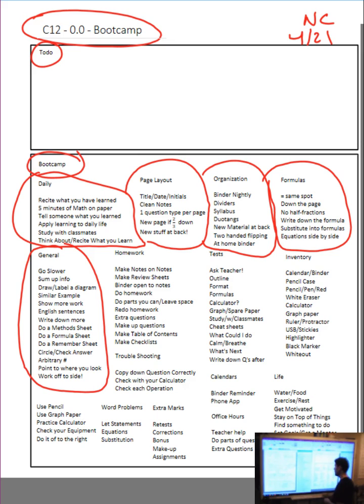Point at where you look. When you're learning from someone or you're reading a textbook, point at where you're looking. Drag your finger along the text that you're reading. Point to the formula with one hand while you write it down with the other. When a teacher's teaching you from their notes, point to where you're looking so they know that you're focused on where they're talking about. Point to where you look.